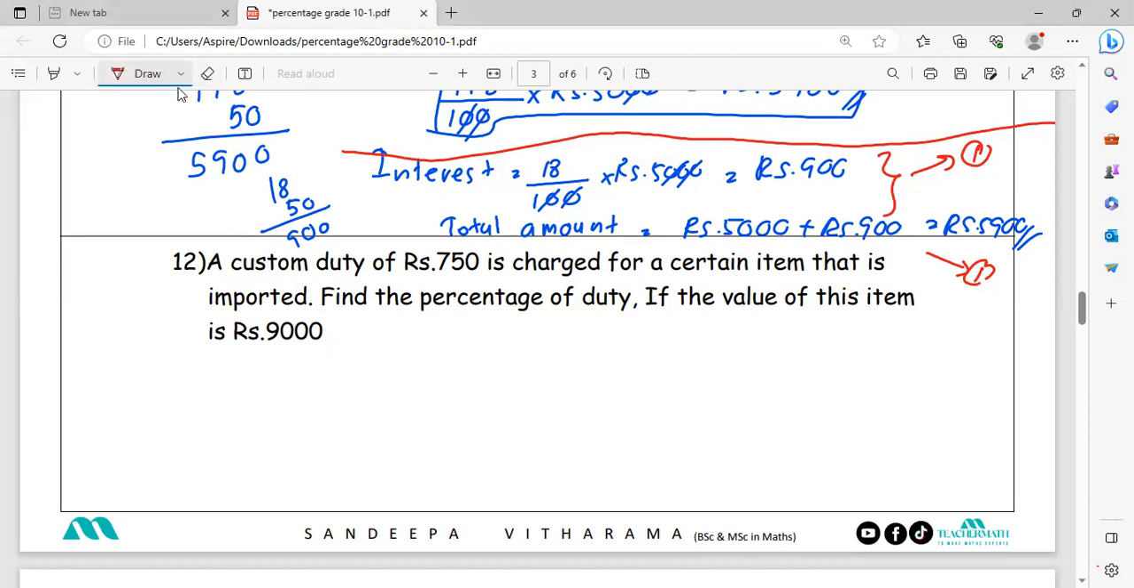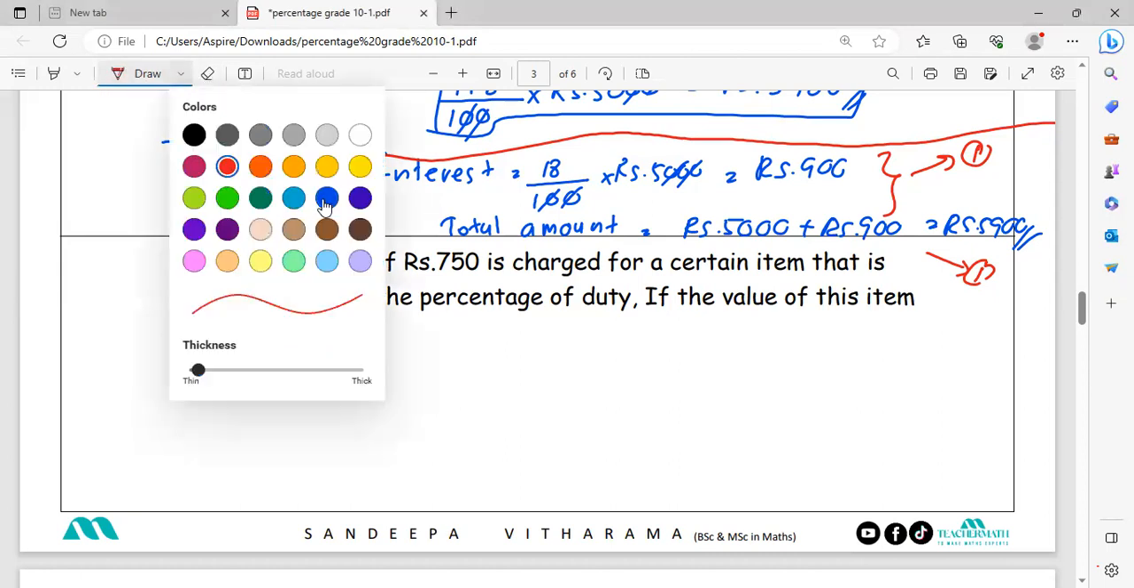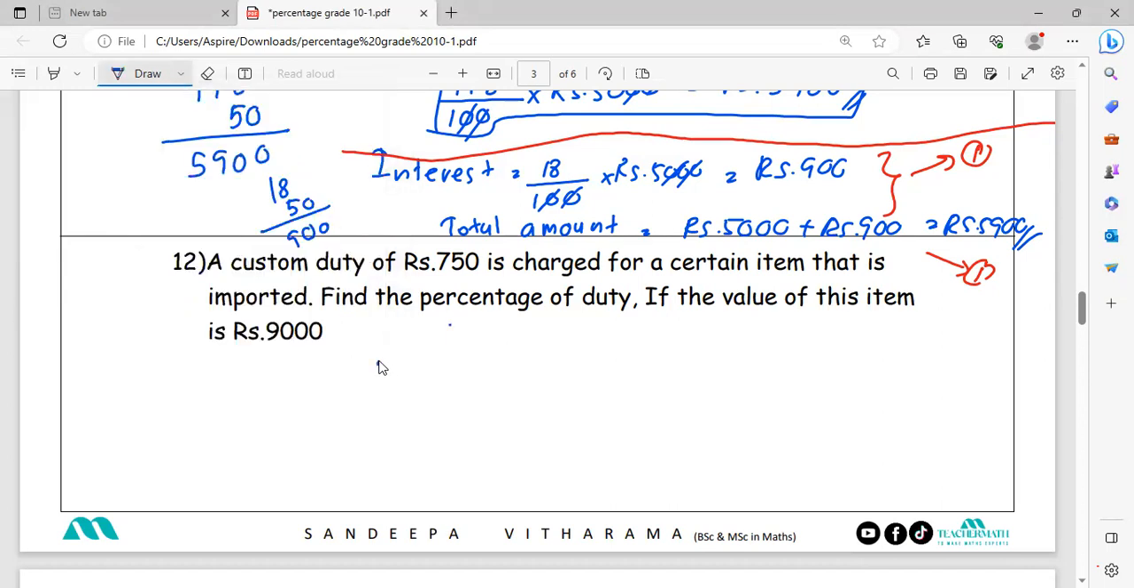a fraction. How do we write it as a fraction? 750 upon 9,000. Then multiply this by 100. Then 75 divided by 90.